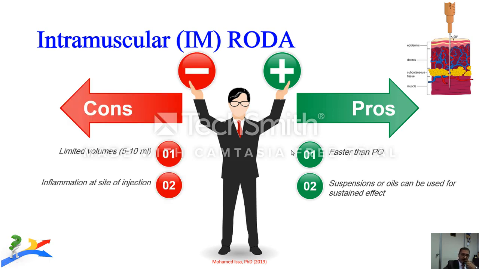For limitations of intramuscular injection, of course, the volumes are limited. For intravenous, we can inject whatever volume over an extended period of time. But for intramuscular injection, we have limited volumes. In most cases, it's around 5 milliliters, from 3 to 5. Sometimes we can go for a little bit bigger volumes, but it will never exceed 10 milliliters, because if we do so, we are risking inflammation and pain at the site of injection in the muscle.